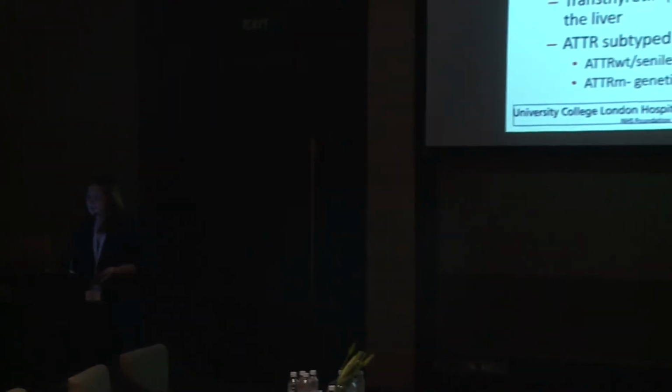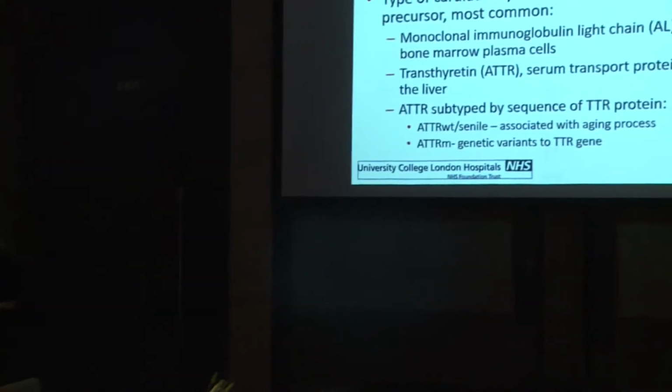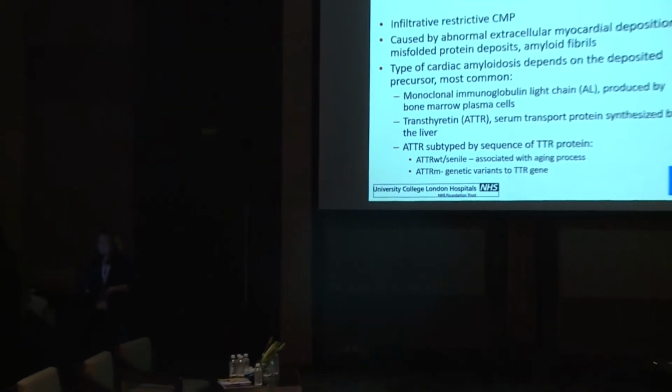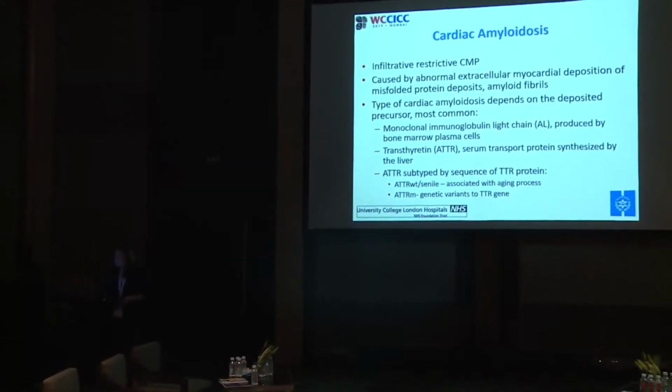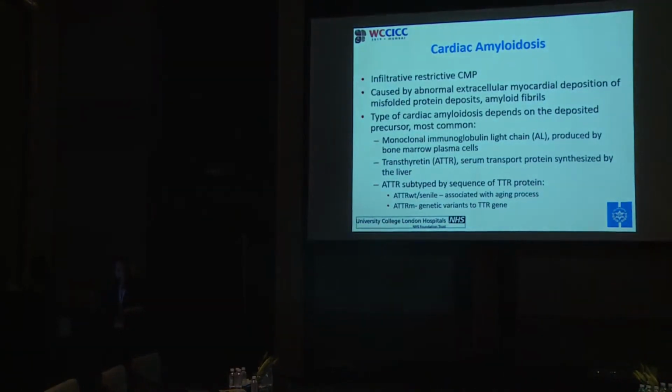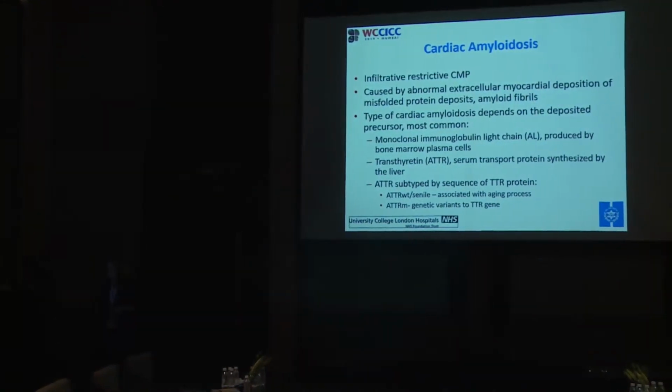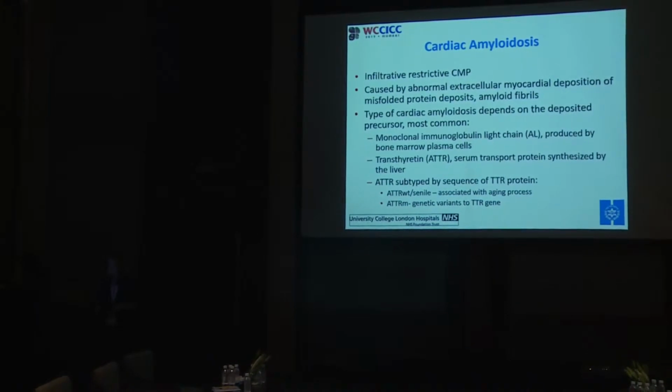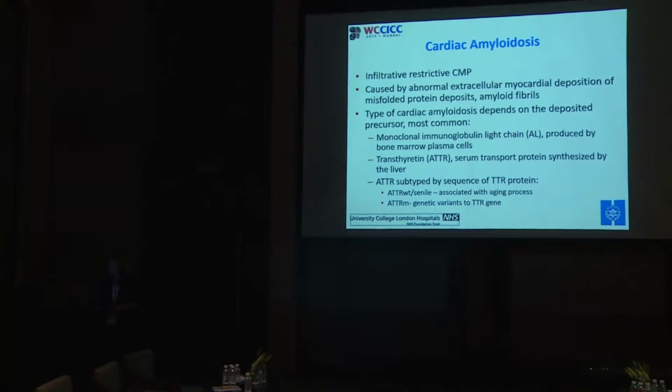Talk a little bit about cardiac amyloidosis. As you well know, it's an infiltrative restrictive cardiomyopathy, which is caused by abnormal extracellular myocardial deposition of misfolded amyloid fibrils. And there are two main types. One is caused by the monoclonal immunoglobulin light chain, and the other one by transthyretin, which is a serum transport protein.